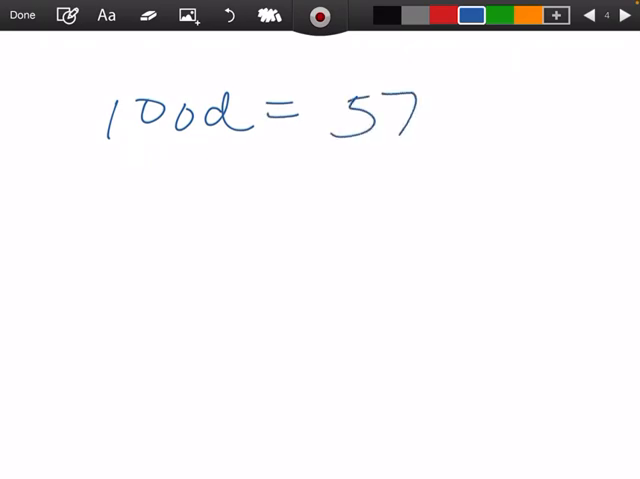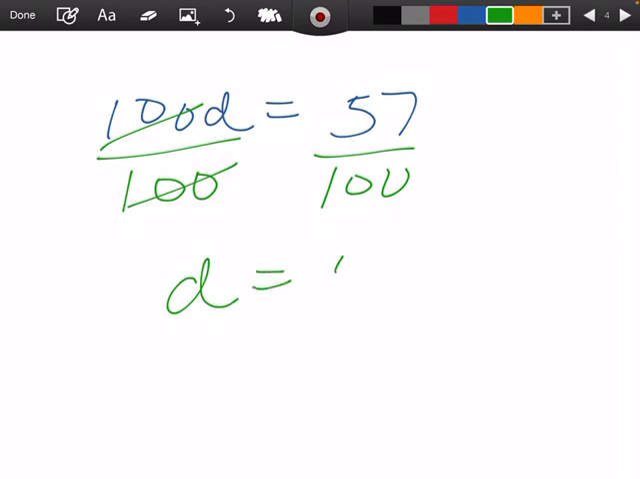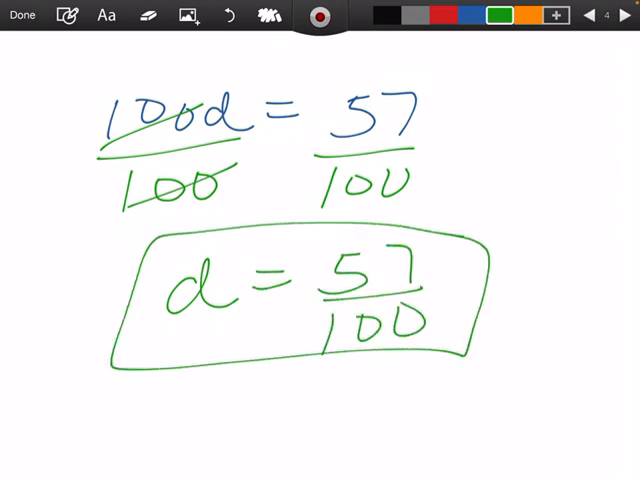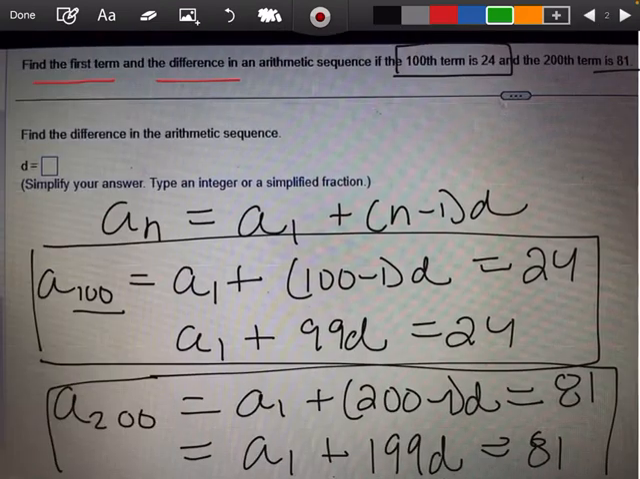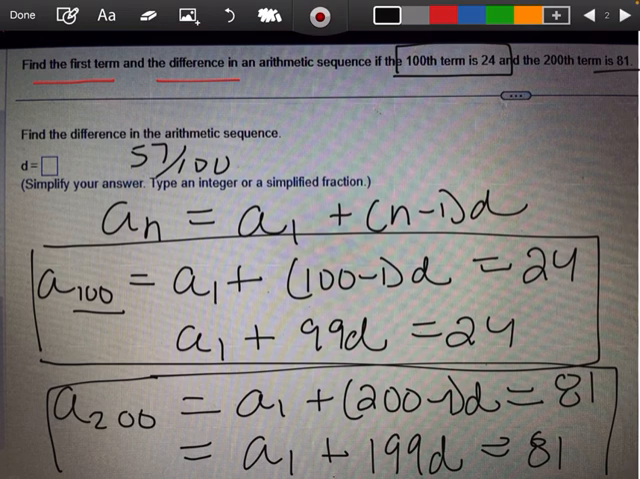So now, if I want to solve for D, I can just divide both sides by 100. So I end up with D equals 57 over 100. Okay, there's my answer for D. So right here, I would write 57 over 100. Now remember, we also need the first term.